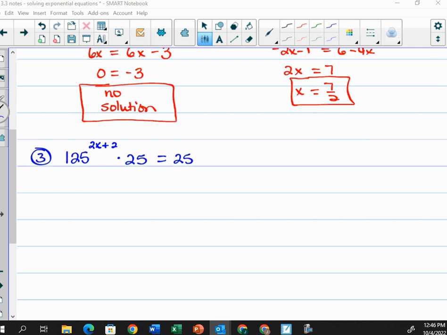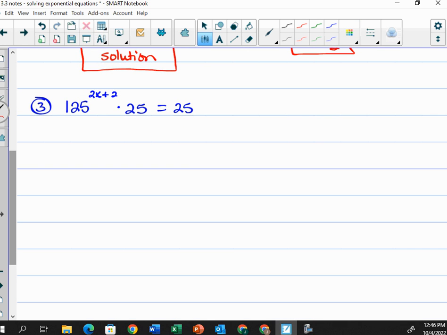All right, guys, let's look. Okay, so we can go base 5 with all of this. 125 is 5 cubed. 25 is 5 squared. Everybody was pretty good with that. We multiply here. Power to a power means multiply.